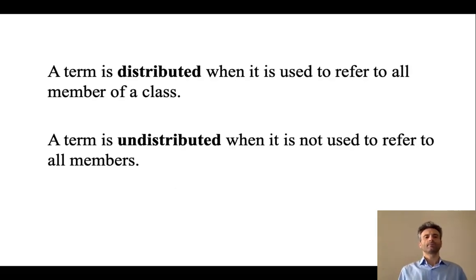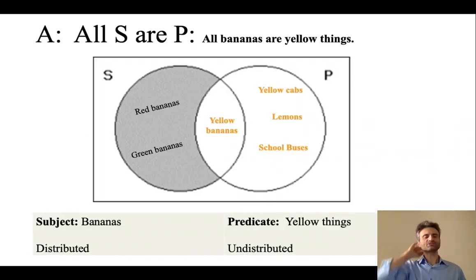So a term is distributed when it is used to refer to all members of a class. On the other hand, a term is undistributed, we call it undistributed, when it is not used to refer to all members of a class. Let me illustrate what I mean. Let's take one by one all the categorical forms. Let's start with A. If you recall, A states that all S are P. Now, by S and P, we can mean, for example, bananas and yellow things, subject and predicate.